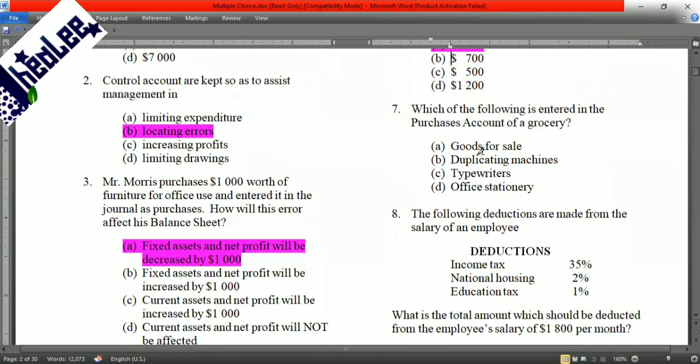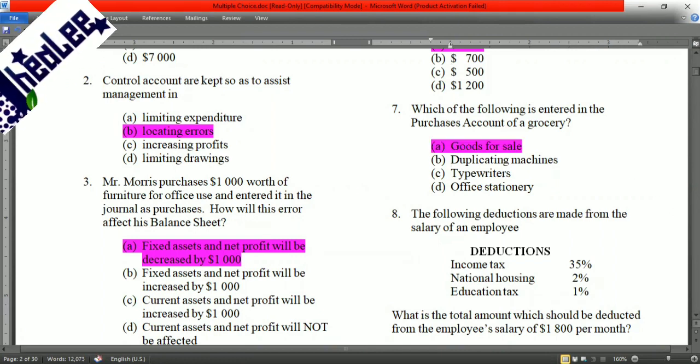Number 7, which of the following is entered in the purchases account of a grocery? Meaning, our purchases account is used to record goods purchased for sale, for resale. So what they want you to indicate is what would you record in your purchases account? What is the purchases account used for? And our response is A, goods for sale.